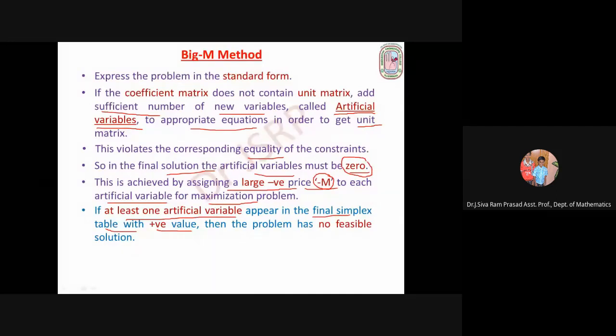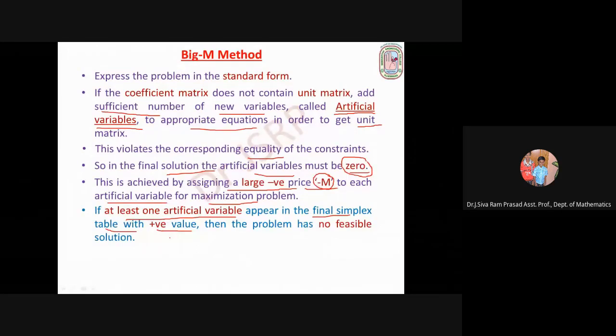Suppose we get all artificial variables 0 in the final solution, then the equality maintains, since the artificial variable is 0. Suppose at least one artificial variable appears in the final solution with some positive value.